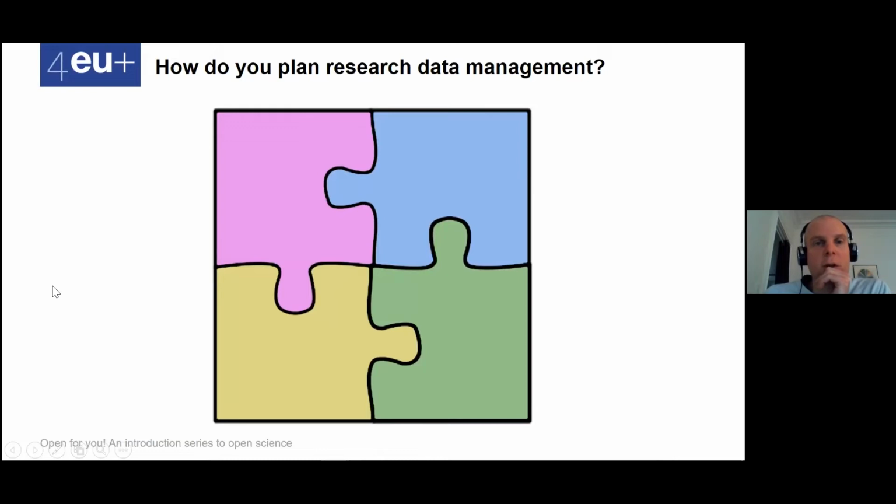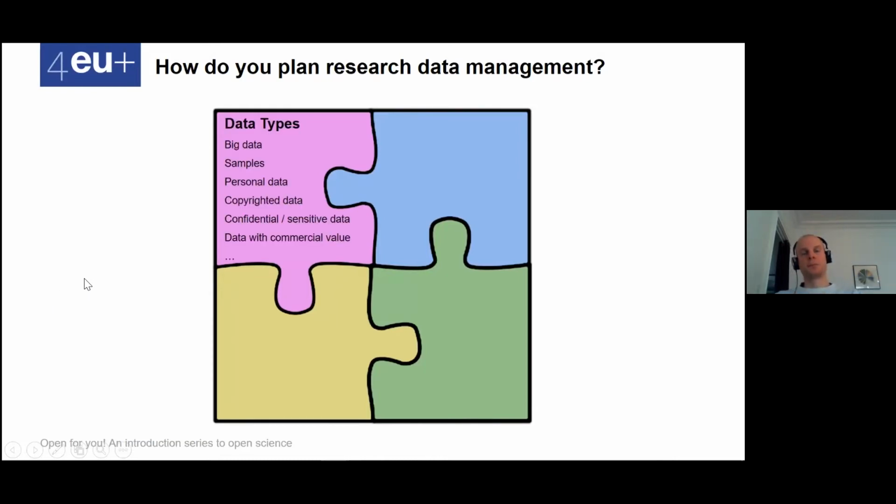So what could it look like? I want to demonstrate that in this picture here. First of all, it's important to define the data types that you're working with, and what the special challenges with those data types are. For example, if you have big data, if you have petabytes of data, you need special infrastructure for storage and data exchange.